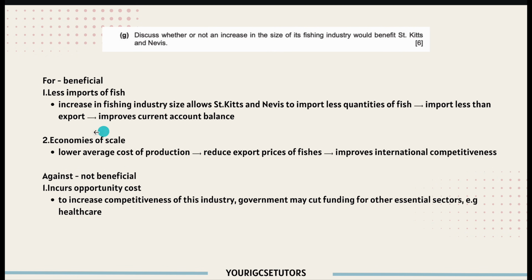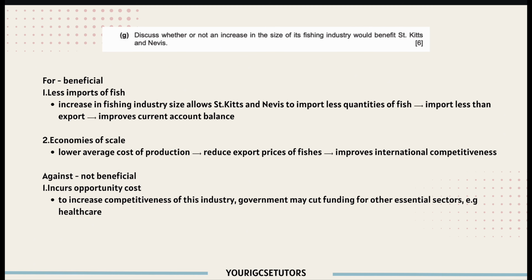Second point can be it helps the country to take advantage of economies of scale. So to recap this idea, economies of scale means when the production or the industry increases in size, the average cost of production becomes lower. So when the cost becomes lower, the firms can reduce their export prices. So this improves their international competitiveness.